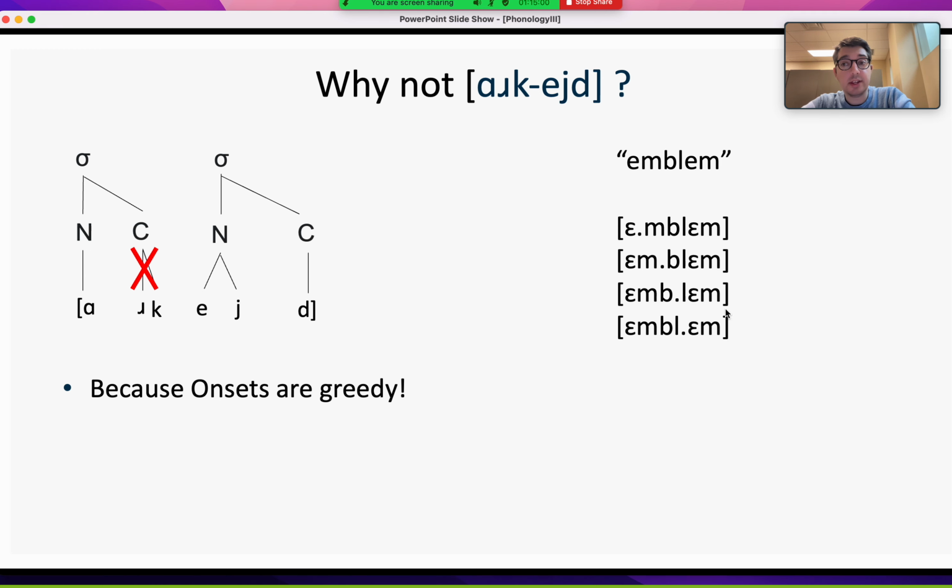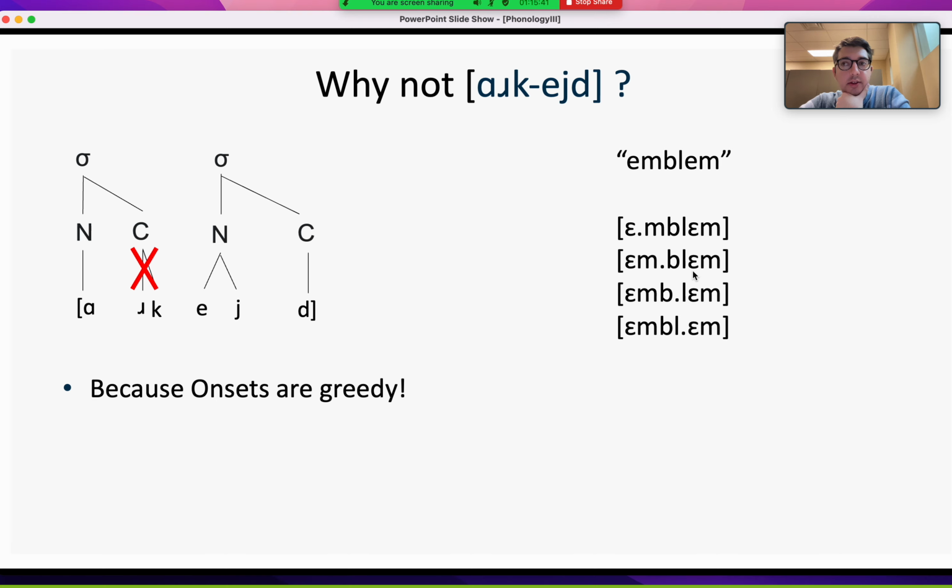Or emblem, also possible. Emblem, also possible. So we have multiple possibilities. Which one to choose from? We have to abide by the sonority principle with this last one, emble. The sonority goes up when it should go down here at the end of the word, of the coda, right? At the end of a syllable. So we have to rule out this one. Now we are left with these two, emblem, emblem.